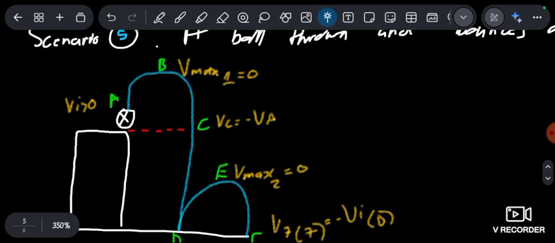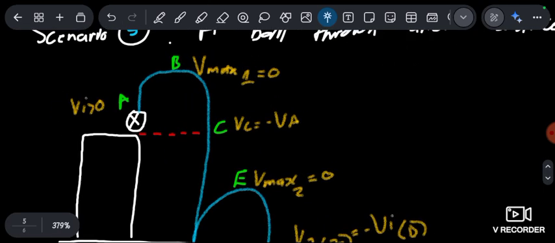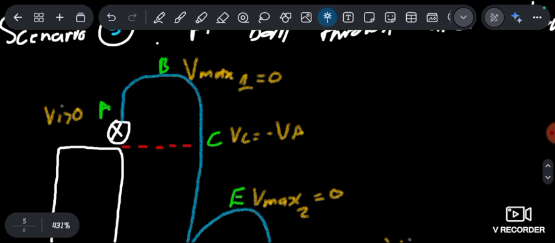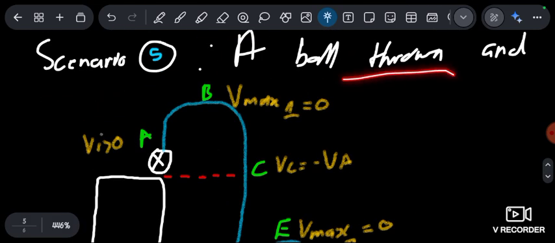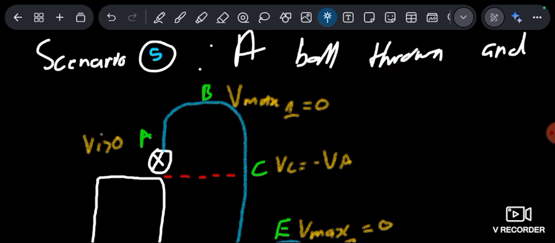Let's continue. Right now, a ball is thrown and bounces once. Now, the initial velocity, of course, is not 0. Why is it not 0? Because the ball is what? It is thrown. It is projected. It is given an initial velocity, and then the only force acting on it after that is what? Is gravitational force, meaning the ball is in what? Is in free fall.